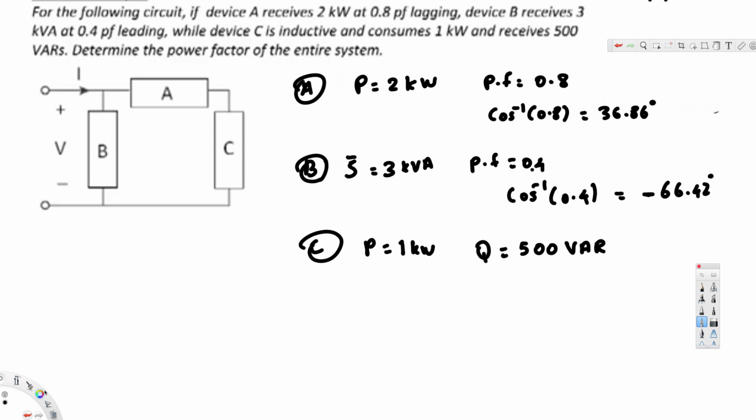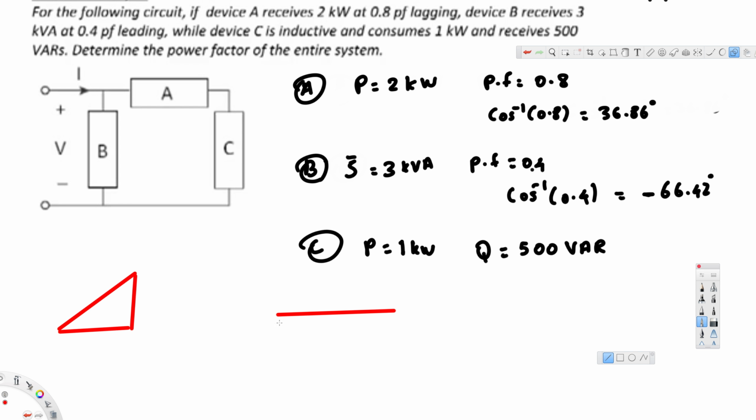Now let's go ahead and draw this triangle. For the first one, let me draw the triangle here. Here we go. For lagging, the triangle should look like this. Okay, so this is for A, and if they say leading, the triangle should look like this. So this is for B.